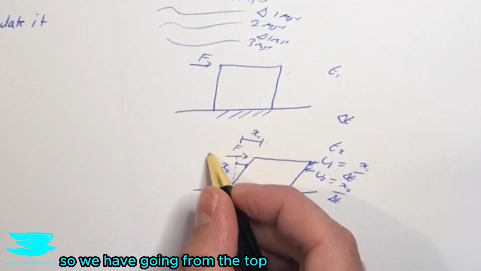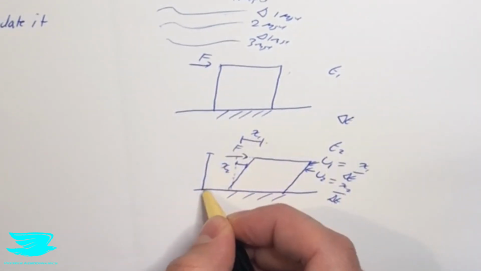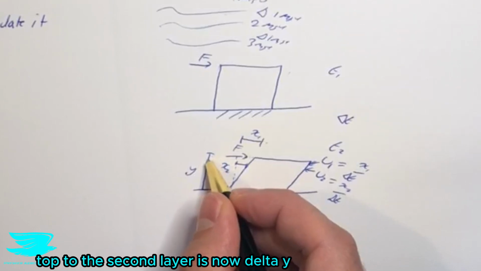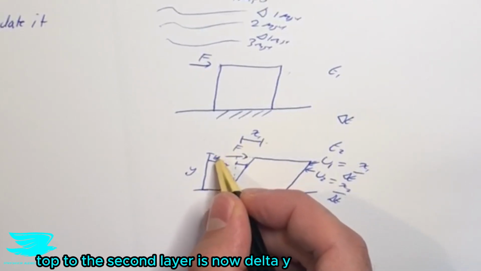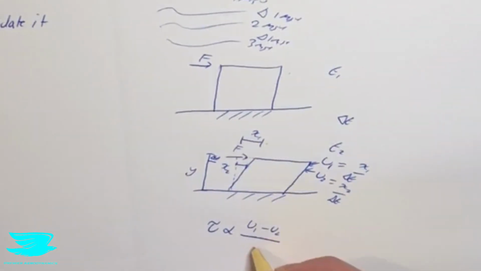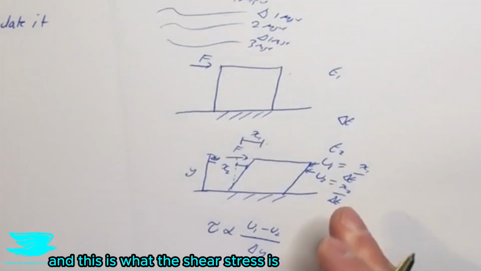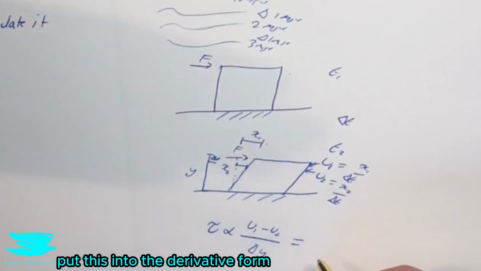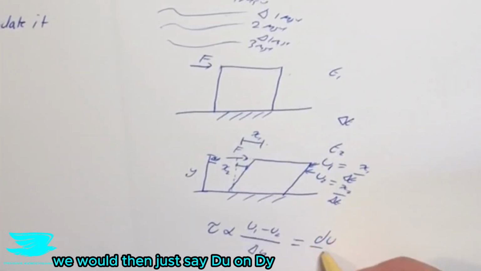So going from the base to the top, that's y, but going from the top to the second layer is, let's say, delta y. So this is delta y here. And this is what the shear stress is proportional to. And if we were to put this into derivative form, we would just say du on dy.